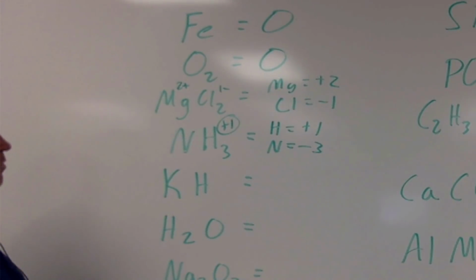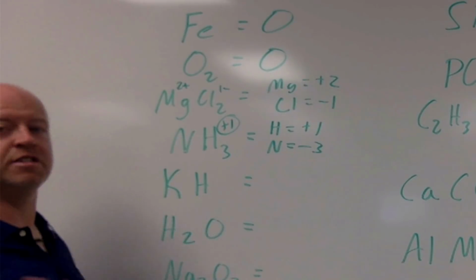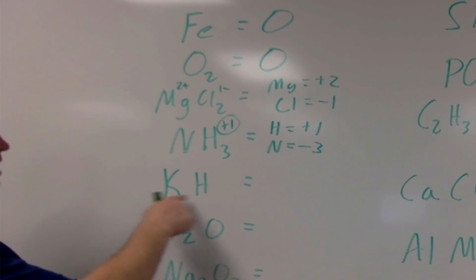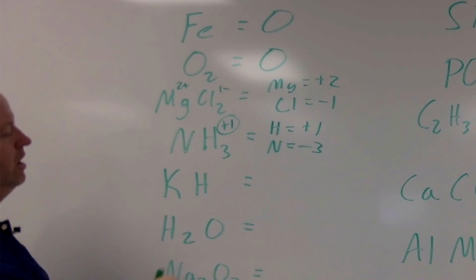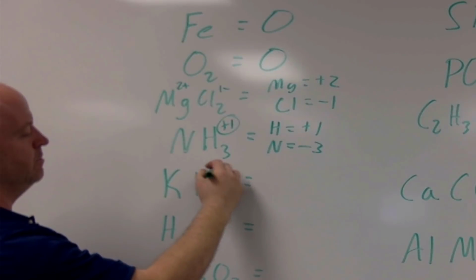Going down to the next one, we have a metal, potassium, with hydrogen. In this case, we have a metal hydride. We have potassium hydride. When you have a metal hydride, hydrogen isn't a +1, instead it's a -1.